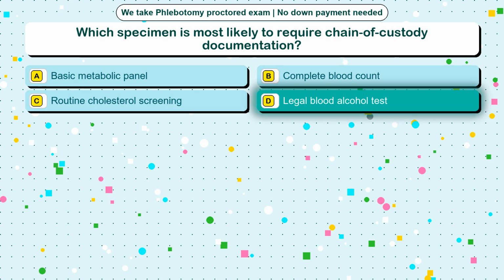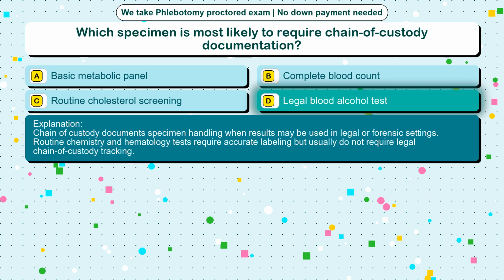The correct answer is option D. Legal blood alcohol test. Chain of custody documents specimen handling when results may be used in legal or forensic settings. Routine chemistry and hematology tests require accurate labeling but usually do not require legal chain of custody tracking.